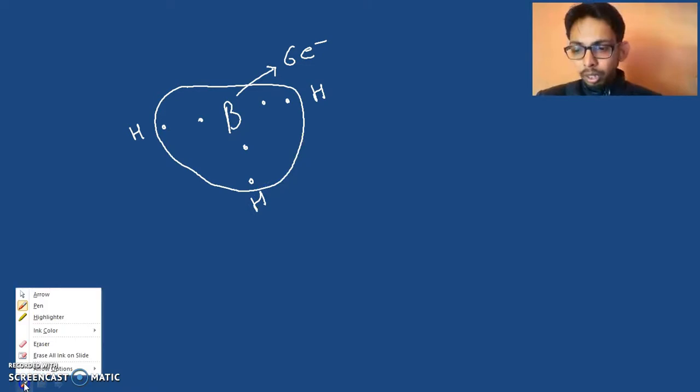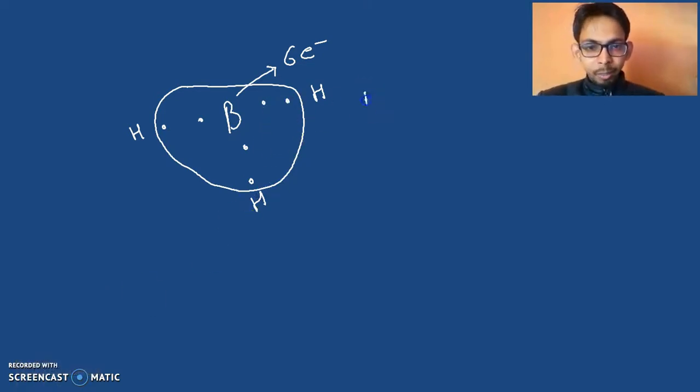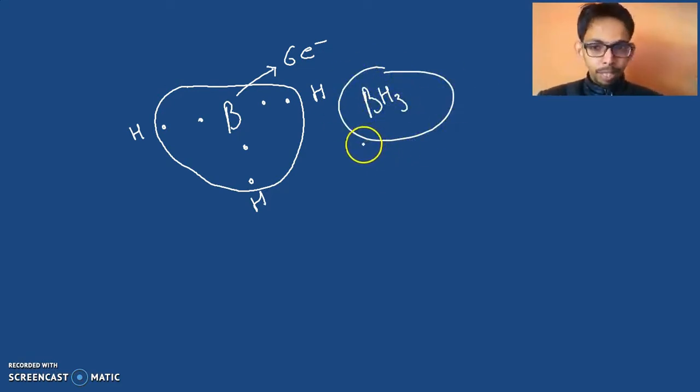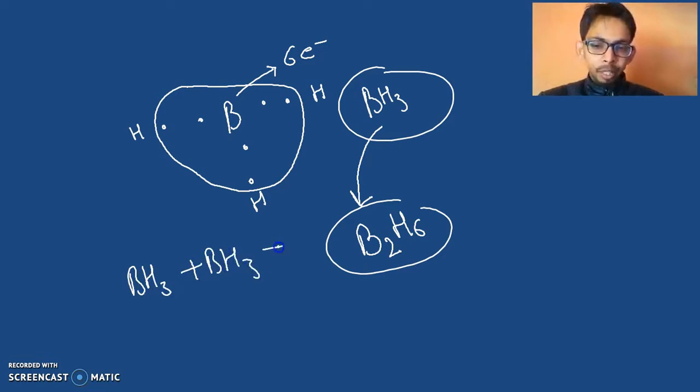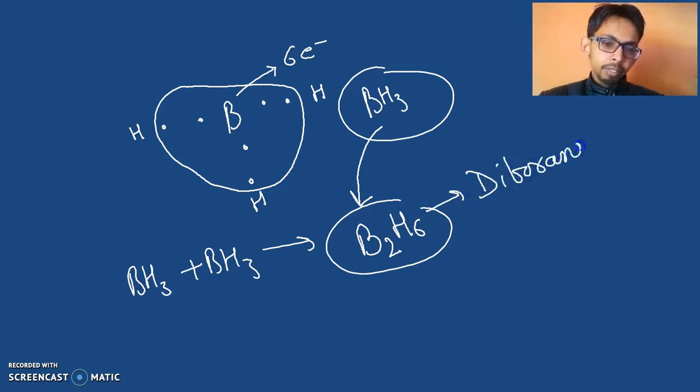So the compound's formula is BH3. Now an interesting phenomenon takes place: BH3, in order to partially decrease its electron deficiency or to complete its octet, dimerizes to form B2H6. You can see that BH3 plus BH3 is B2H6, and this is called diborane, and we are going to have a look at its structure.